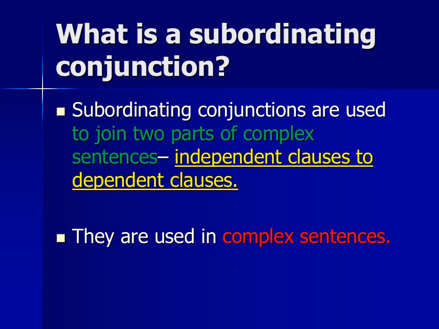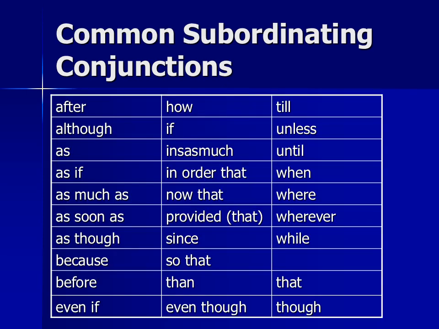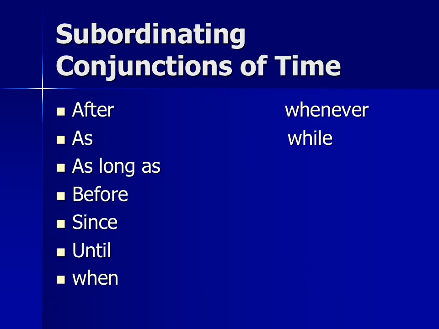Now we need to understand what is a subordinating conjunction. Subordinating conjunctions are used to join two parts of complex sentences, independent clauses to dependent clauses. They are used in complex sentences. We need to be able to answer this question. In this table you can see common subordinating conjunctions. Now we will start with the first type, subordinating conjunctions of time. In this list we have after, as long as, before, since, until, when, whenever, and while.